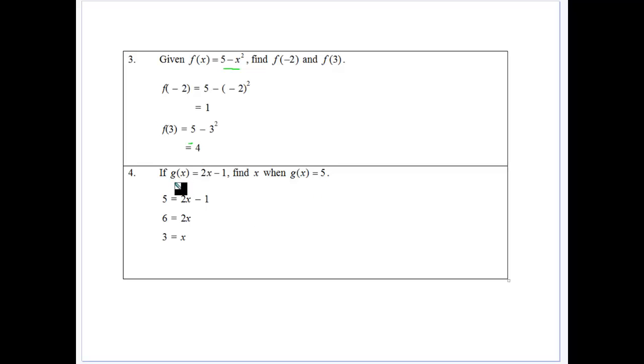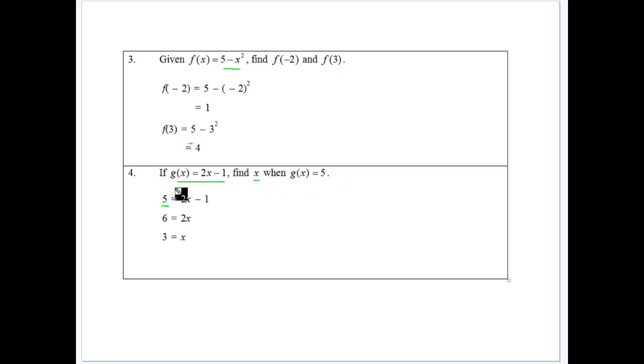This time we're using g of x. It's just a pronumeral. So g of x, f of x, h of x, it's really the same thing. But what we're saying is the function g of x is defined as 2x minus 1. Now this is a little bit different because what we want to do is find the value of x if the whole thing's equal to 5. So what value could I put in for x that when you sub in there gives you 5? So g of x is equal to 5.